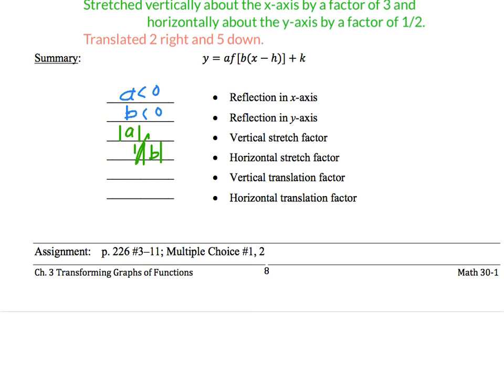And then finally we have a vertical translation of k units and a horizontal translation of h units, as long as our equation is set up with a subtraction sign in front of the h and addition in front of the k. So there we have an equation that describes all of the types of transformations that we have looked at so far in this chapter.